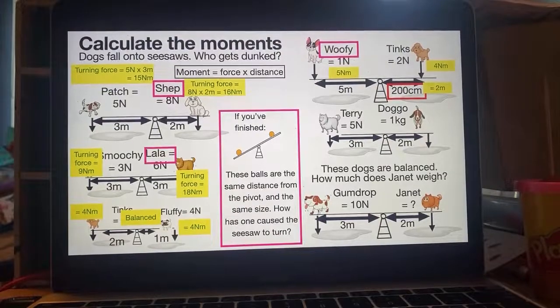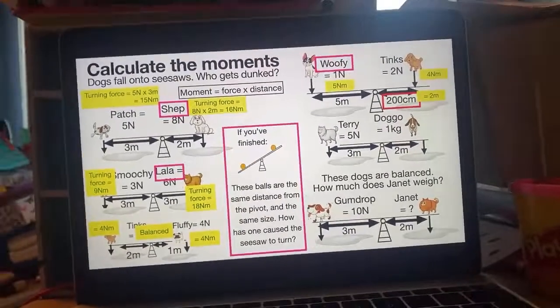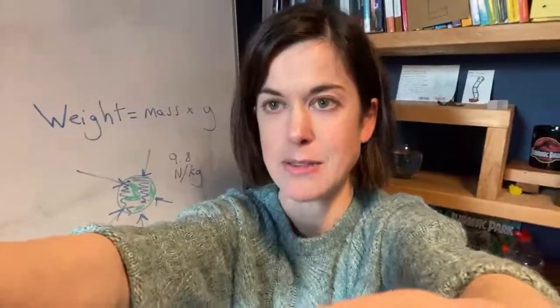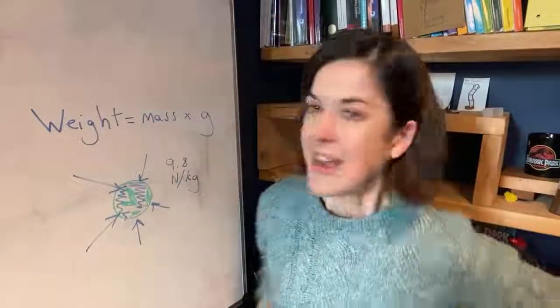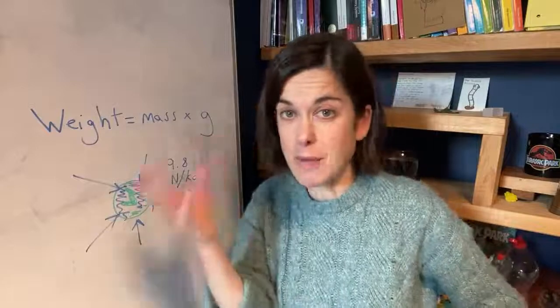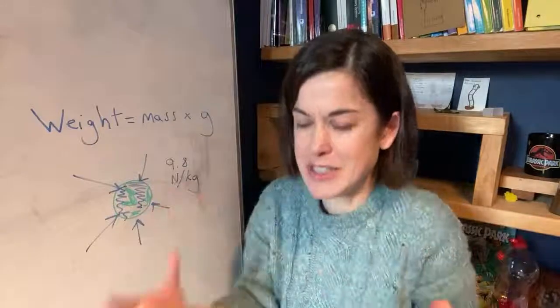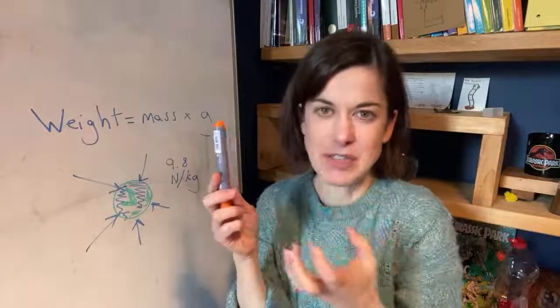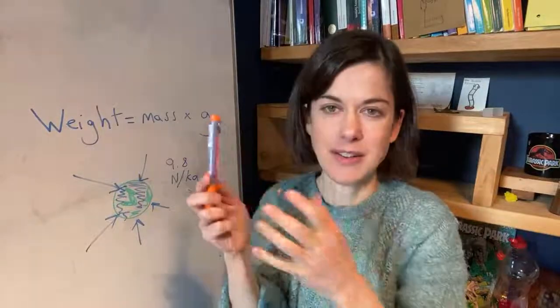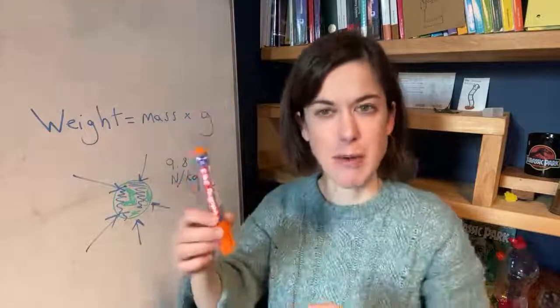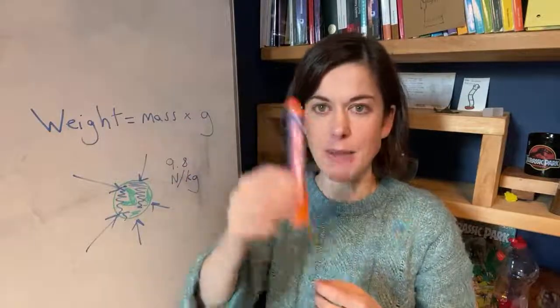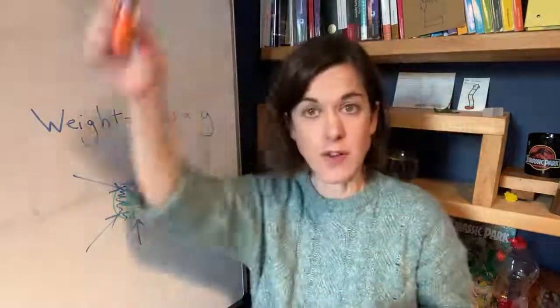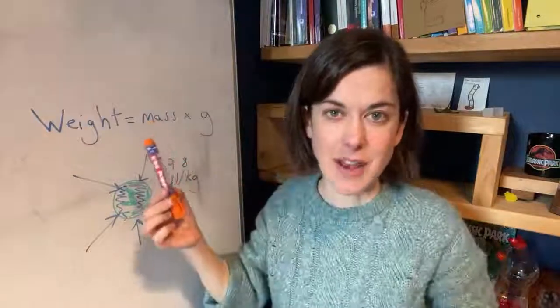Right, this one with Doggo, let's do a little bit of recap of what weight and mass means, because it's just always good to do revision. You had to remember that mass is not the same as weight. For the purposes of your GCSE, mass means how much stuff is in a thing. So the mass of this pen is the same if it's on Earth or on Mars or floating around in space. It's always got the same amount of stuff in it.